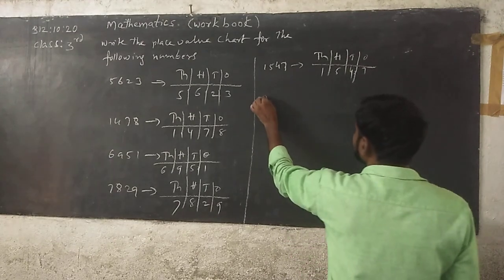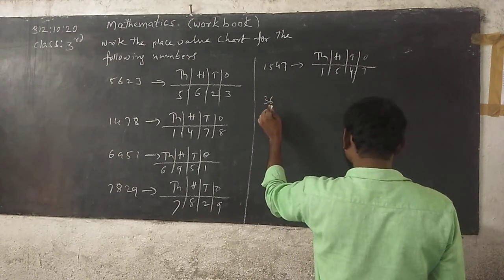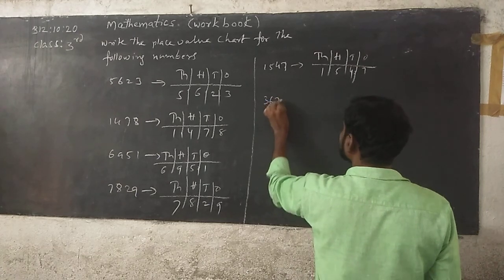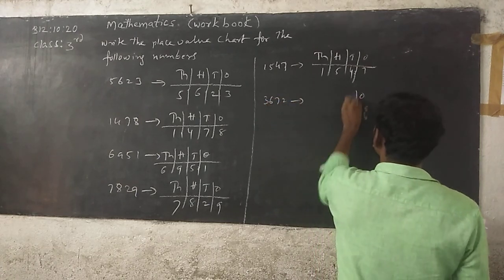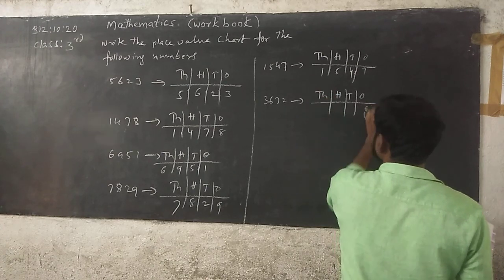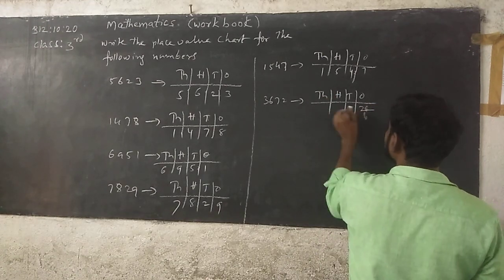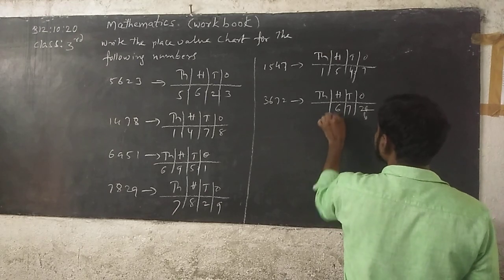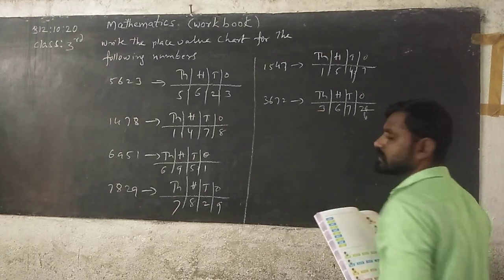Next, 3672. Ones, tens, hundreds, thousands. 2 is in ones place, 7 is in tens place, 6 is in hundreds place, 3 is in thousands place.